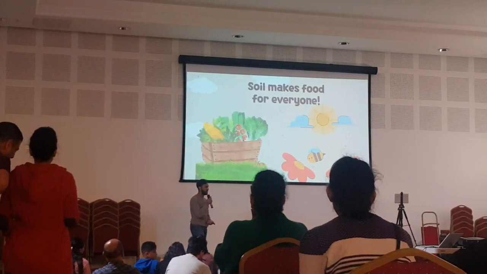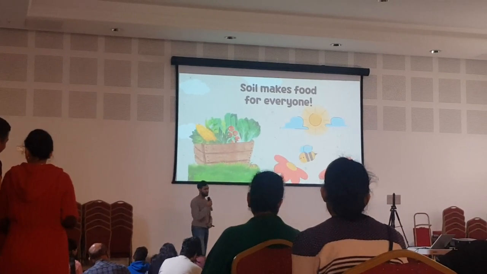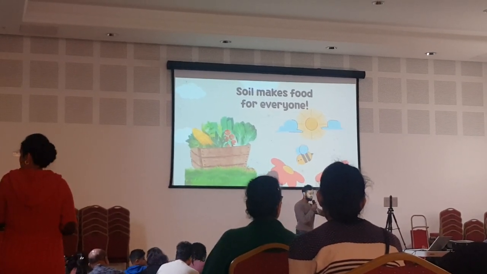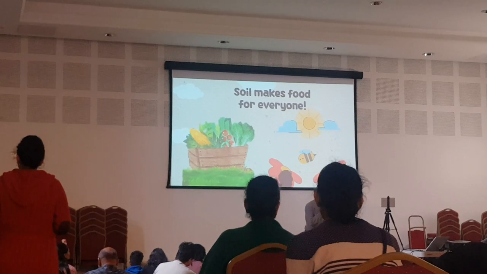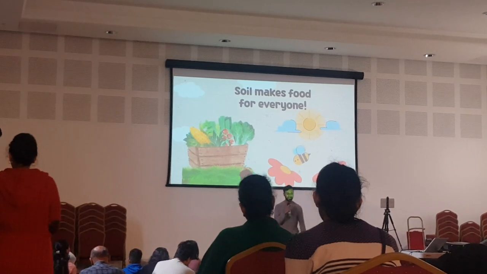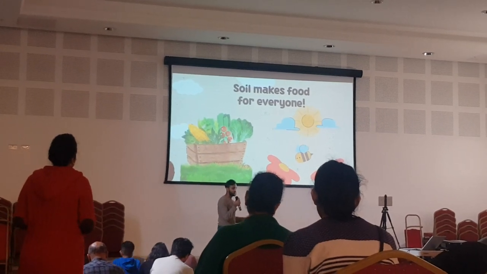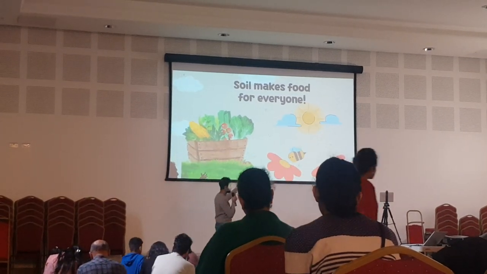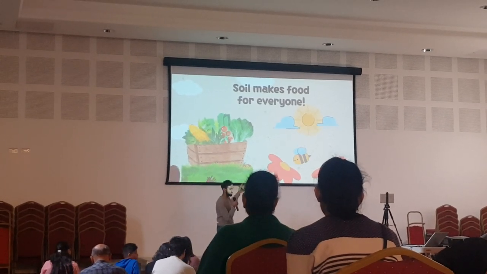So soil makes food for everyone. So all the food that we eat, can anyone tell me five fruits and vegetables? Apples. I have tomatoes. Cucumbers. Strawberries, yeah. And carrots, yeah. All those lovely things that all grow from plants which need the soil to grow from. And soil doesn't only feed us, it also feeds the birds and the bees. So you can see over here the bees get some nectar from the flower which is growing in the soil.